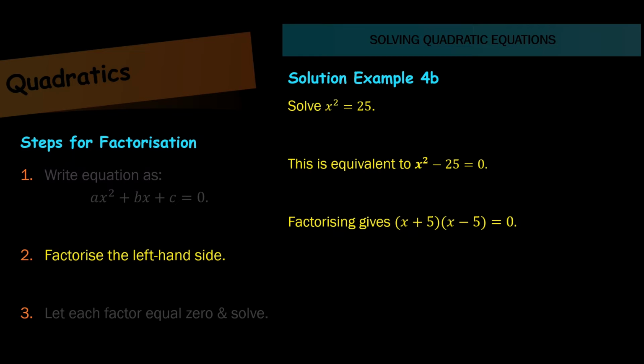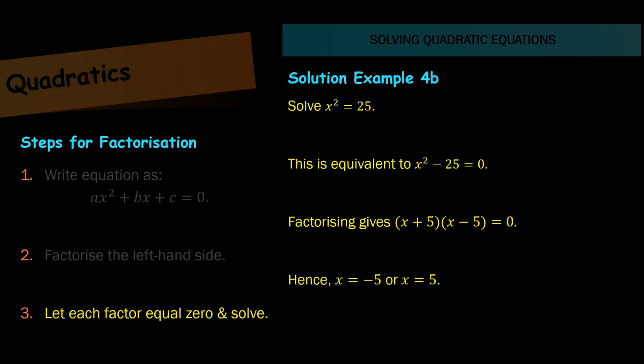This, of course, comes from the difference of two squares. We have x squared here and minus 25 here. The term minus 5x and the term 5x both add together to cancel out. And finally, we need to let each factor equal 0 and then solve. So x equals minus 5 or x equals plus 5, from here and from here.